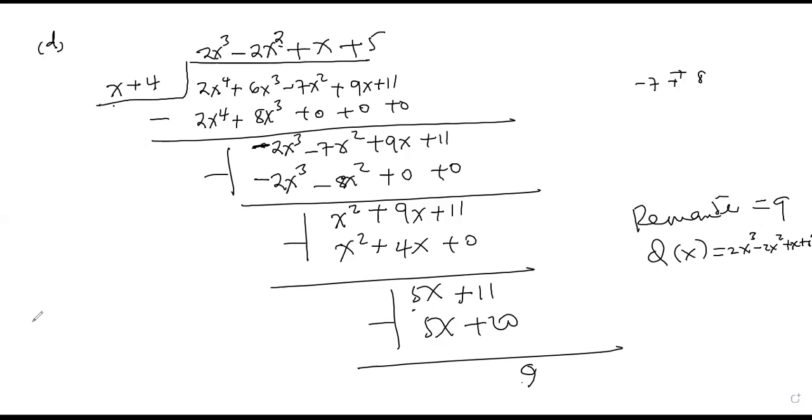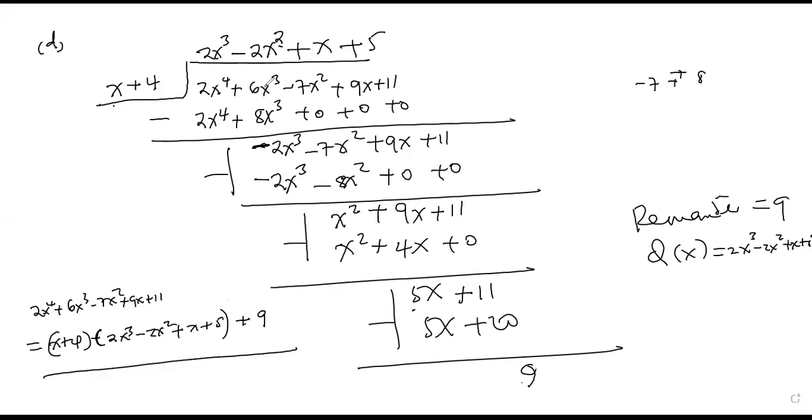One can write the final answer as follows: 2x power 4 plus 6x cubed minus 7x squared plus 9x plus 11 is the same as x plus 4 times 2x cubed minus 2x squared plus x plus 5, plus the remainder, which is 9. This one will give you that. But they wanted us to be specific, as simple as that.